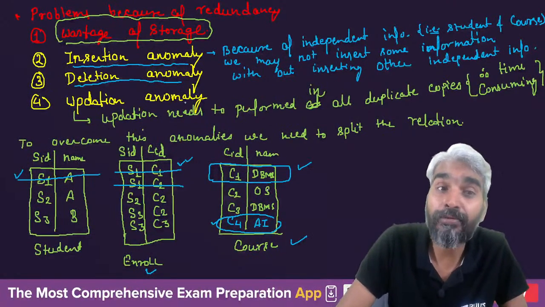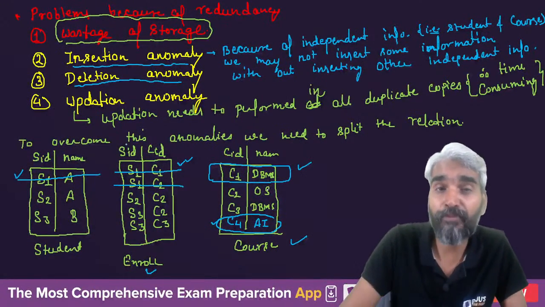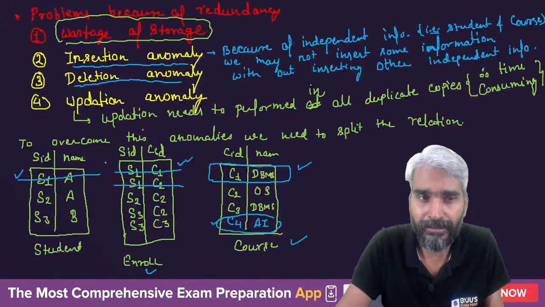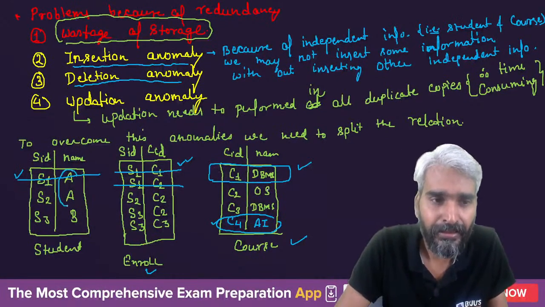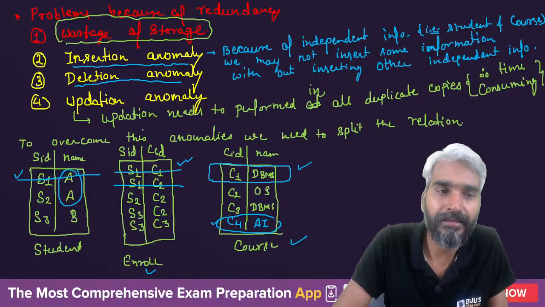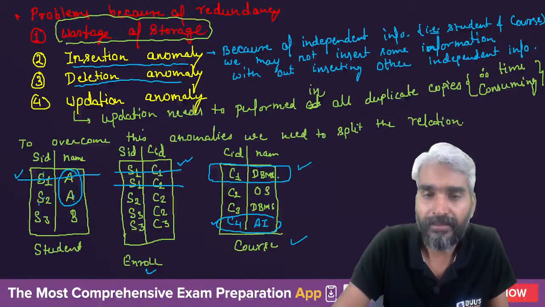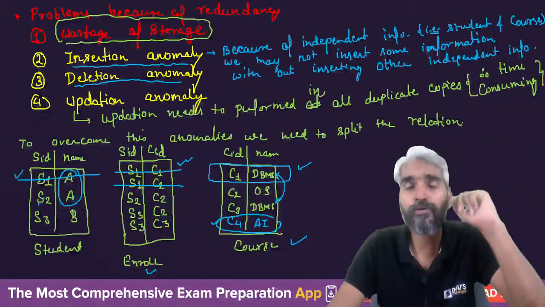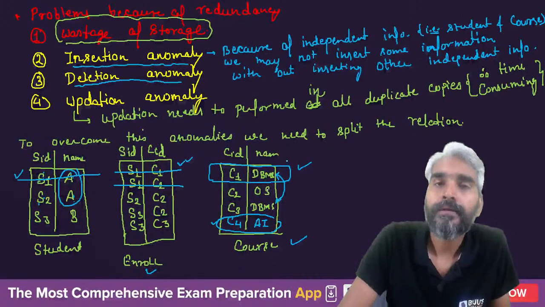Now, updation anomaly is what, sir? Updation anomaly. You can actually see there is no redundancy. You may say these are the two A's, but this is the same name corresponding to two different students. These are the two course names, same course name with respect to two different courses. So these are not redundancy. These are the information.